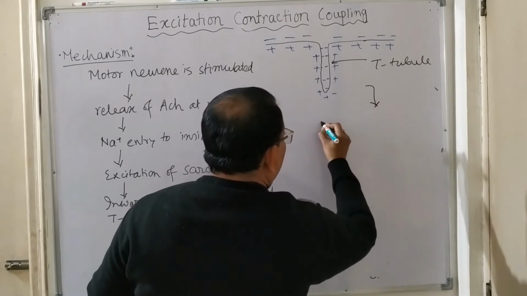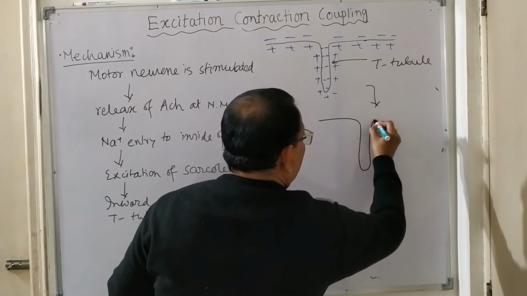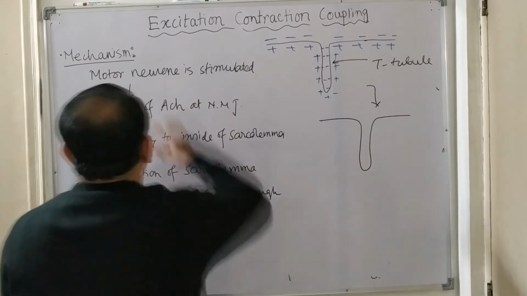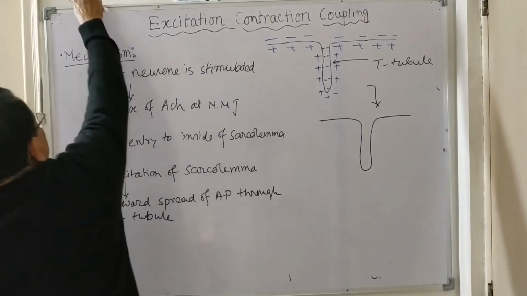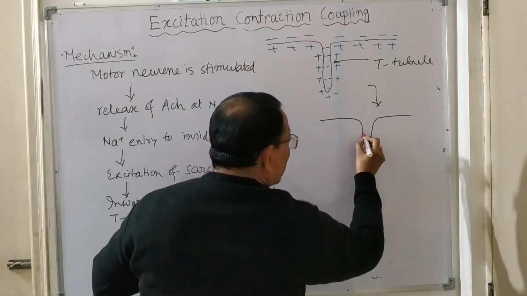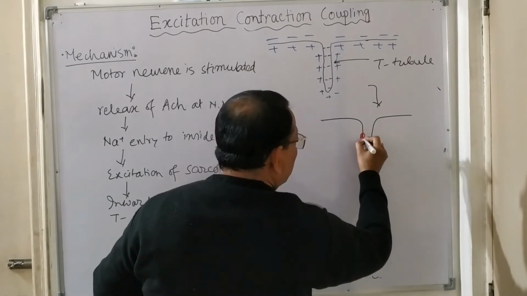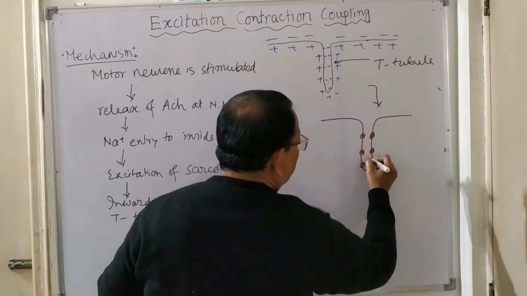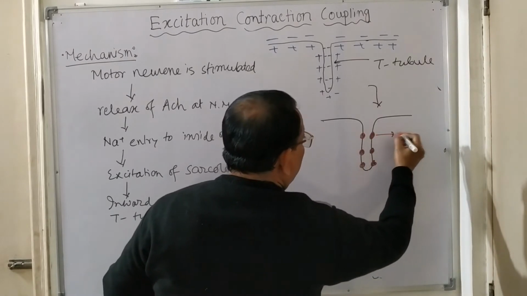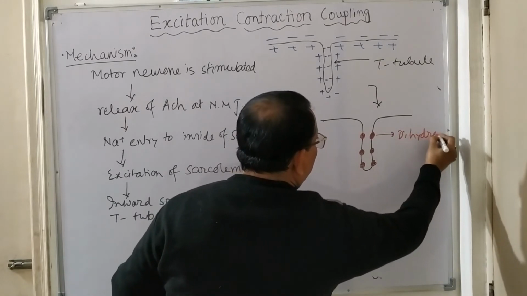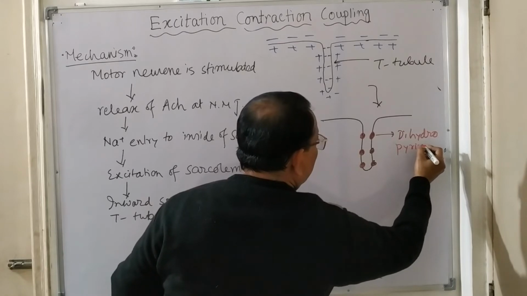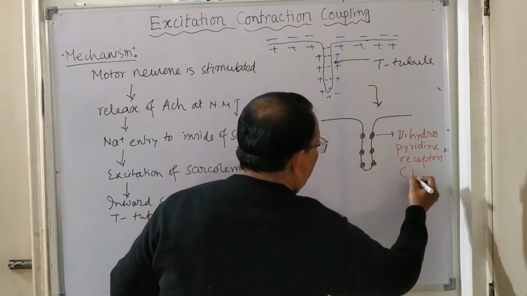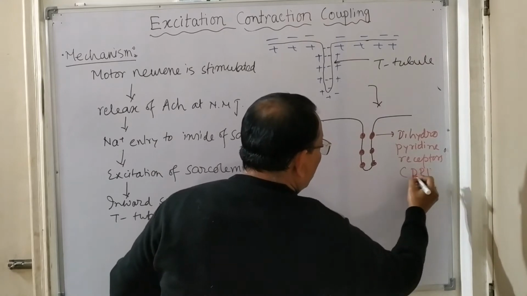Here you see again, on the T-tubular membrane there are some receptors present, which are known as dihydropyridine receptors, or DHP receptors.